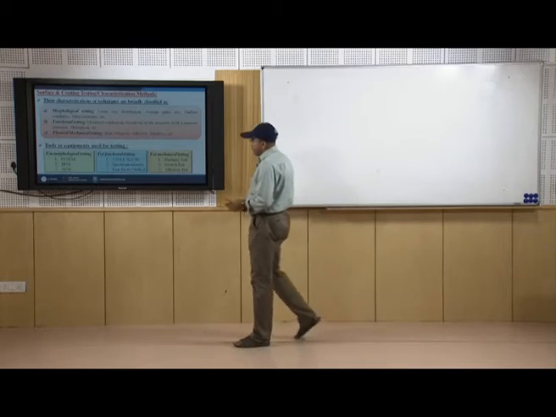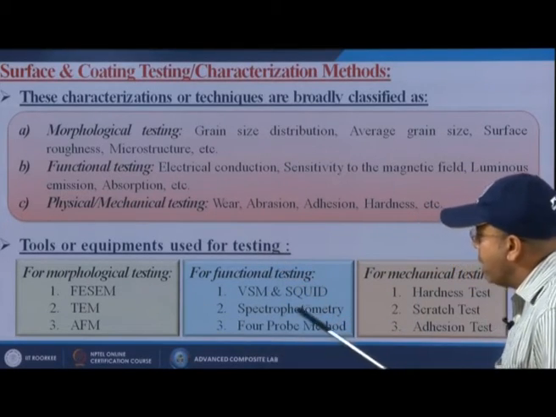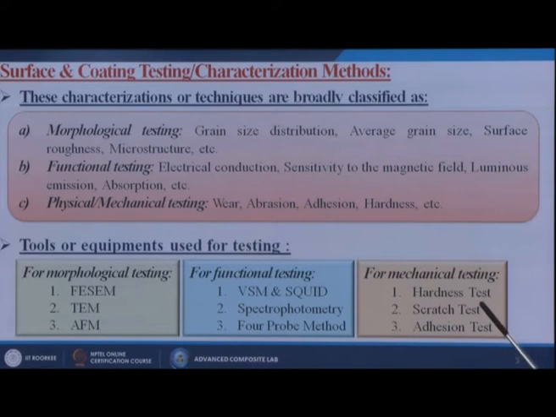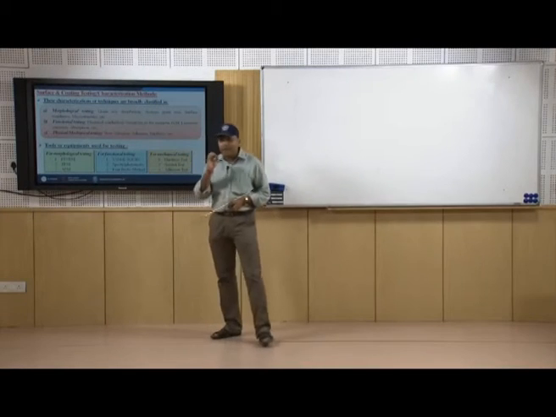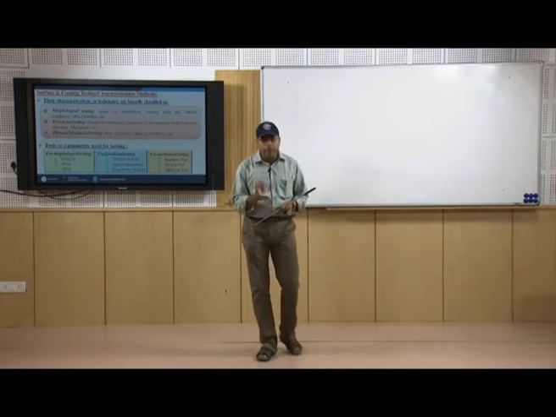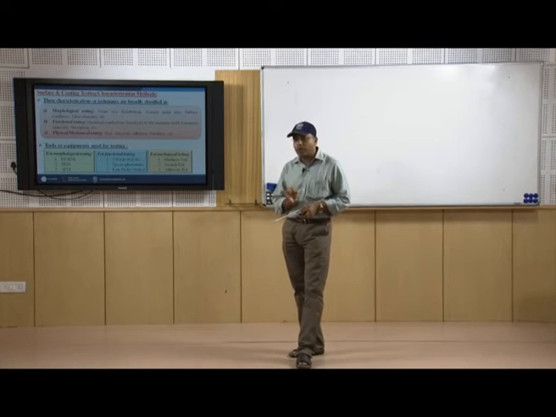Then the tools or equipments used for testing. So there are n number of characterization techniques by which we can check these properties, but whatever we have mentioned over here, they are the prime characterizations or maybe the minimum characterizations which we have to do to check whether our coating materials or maybe the coating has been done properly.